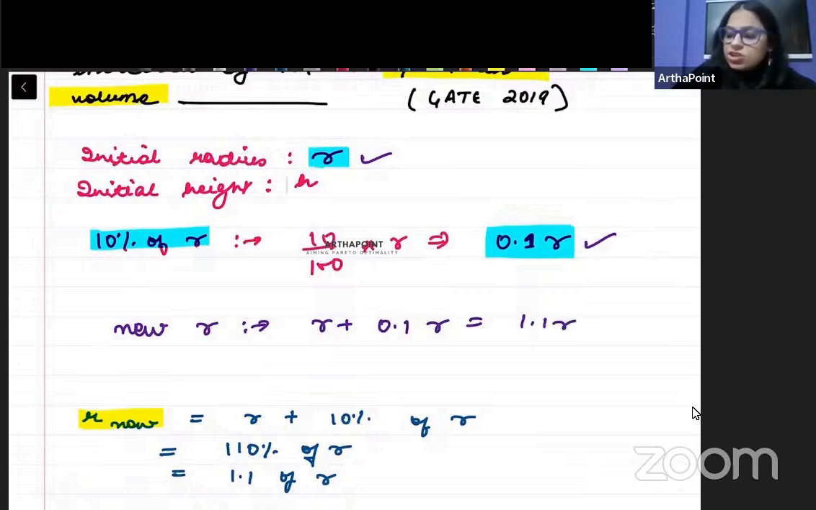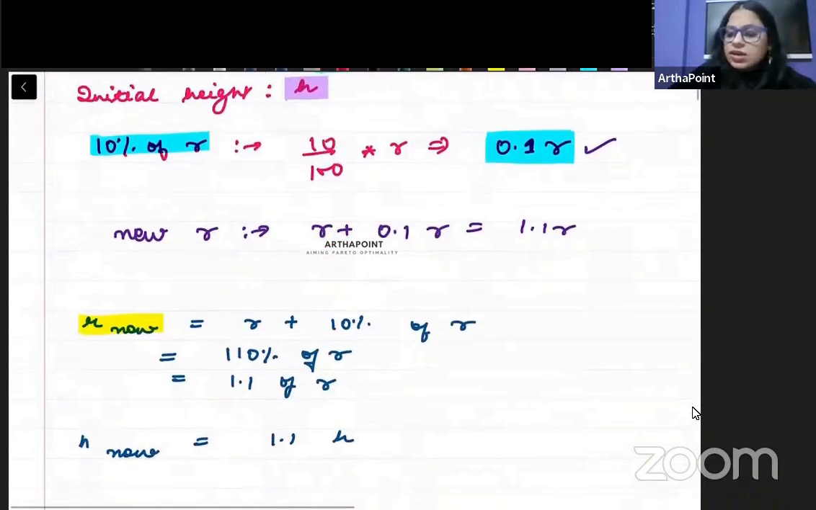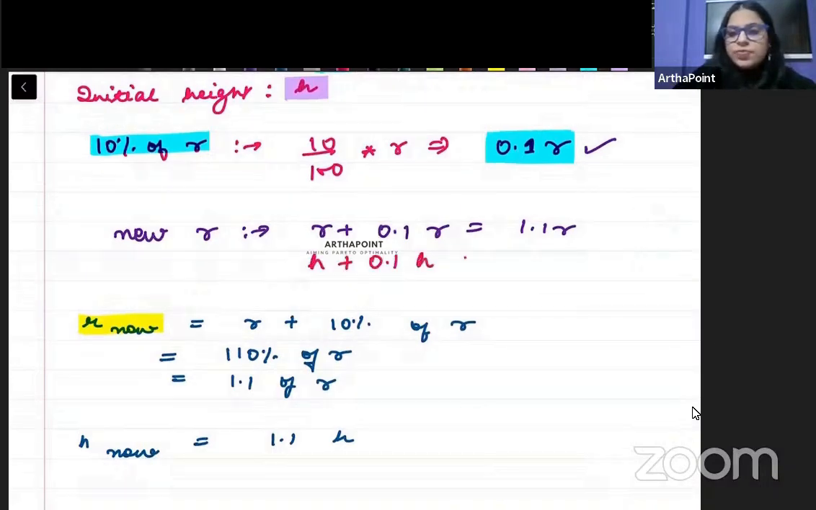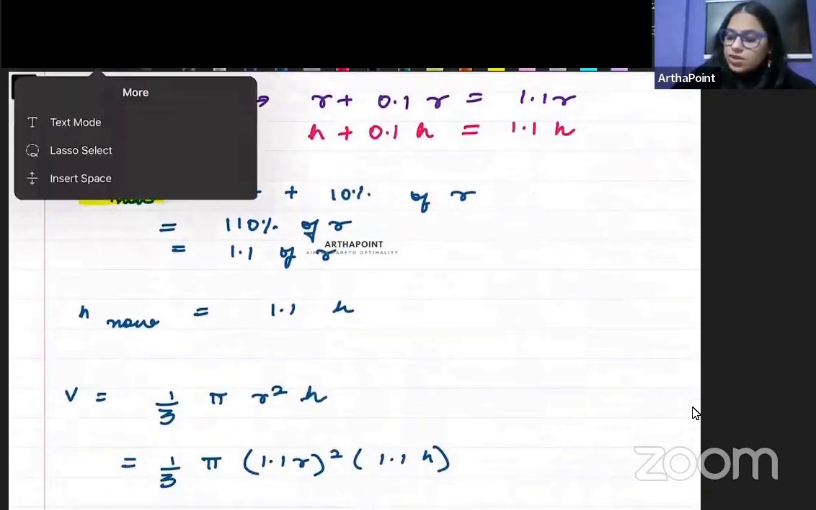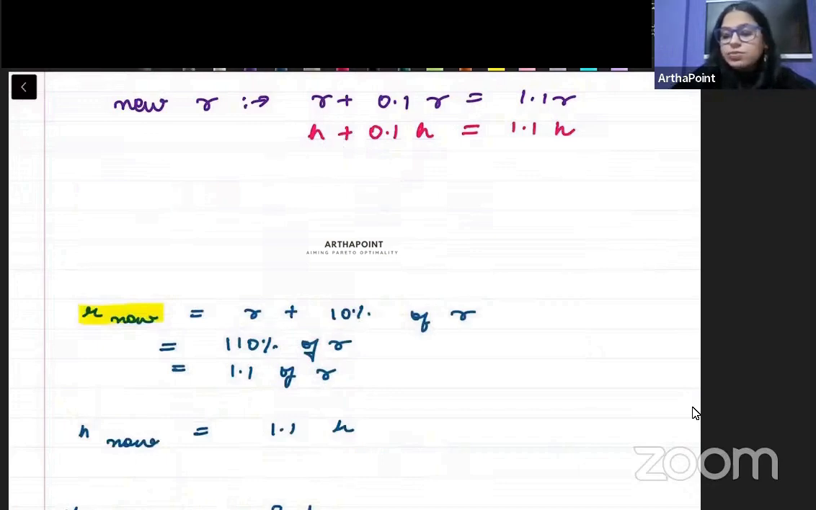Similarly, you are given that the initial height is h, right? And you are given that there is a 10% increase in the height. Same thing. If initial height was h, 10% of h will be 0.1 h. So the new height is going to be 1.1 h. Now can you tell me what is going to happen to the volume? So the formula of the volume is, again, this is important that you remember, 1 by 3 pi r square into h.